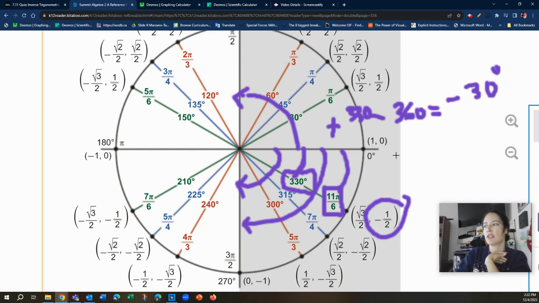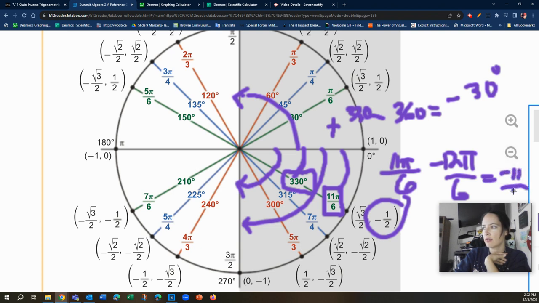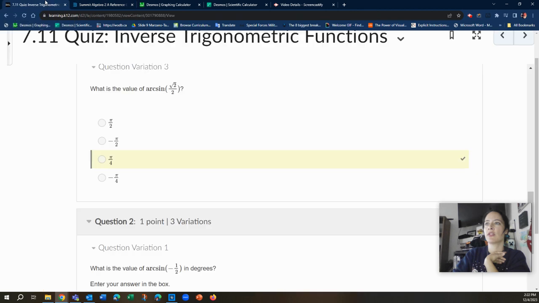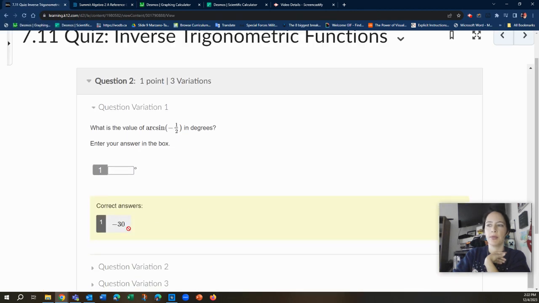If it was in radians, you'd have 11 pi over 6 minus 2 pi, which is 12 pi over 6, and you'd get negative pi over 6. Okay? That's a pi, not a 6. So what did we decide? We decided negative 30 degrees. Boom, negative 30. You don't need to type the degree symbol because it's right there.